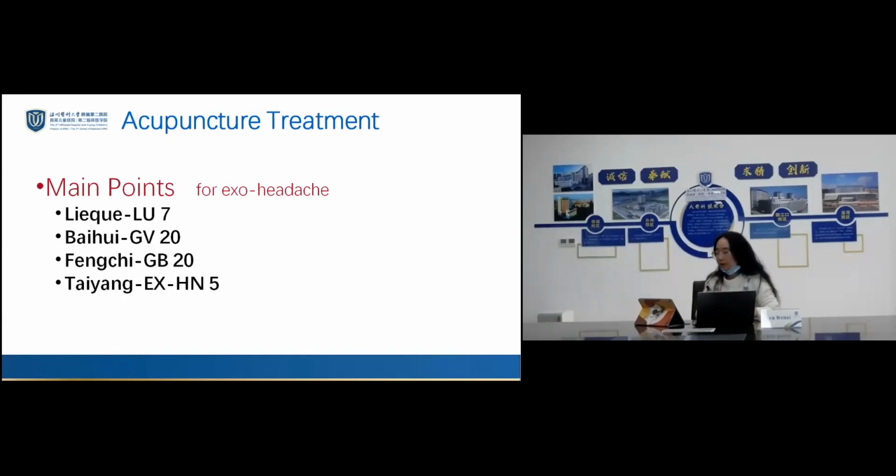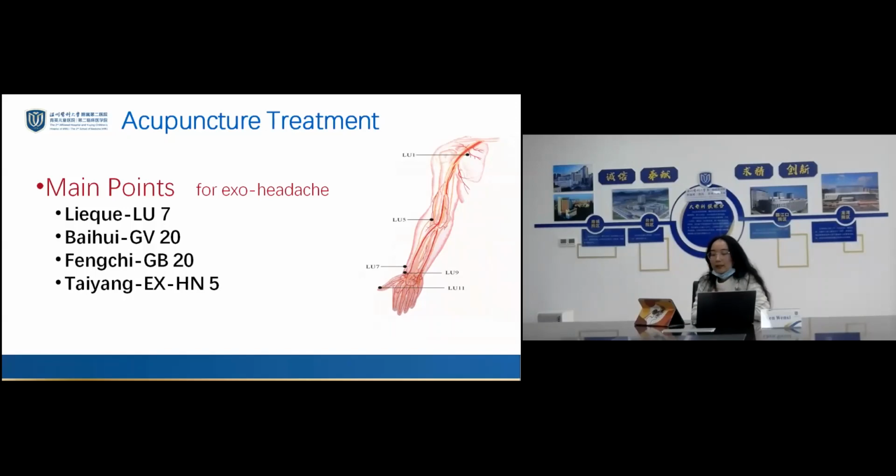So the first one, for the exogenous headache, attacked by outside, no matter whether it's wind cold, wind heat, or wind dampness, we choose these 4 acupoints as the main points. Means if it is an exogenous headache, you should choose these 4 acupoints. First is 列缺, Lung 7. You can see it is located 1.5 cun above the wrist crease on the lateral side.